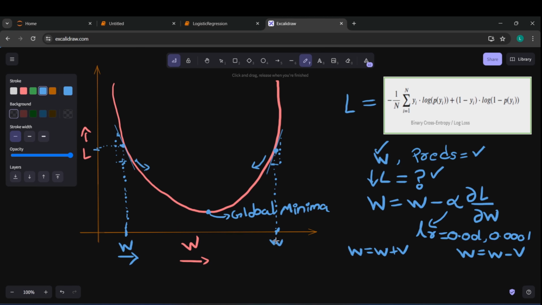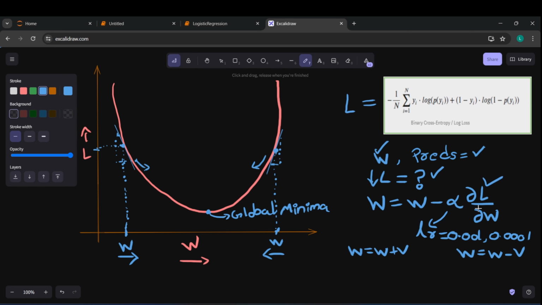Now let's say the w value is somewhere around here. In this case, we need to move towards the left to reach the global minima. To do that, we need to subtract some value from this w. Now how do we know when to move towards the right and when to move towards the left? To know that, we calculate the value of ∂L/∂w.